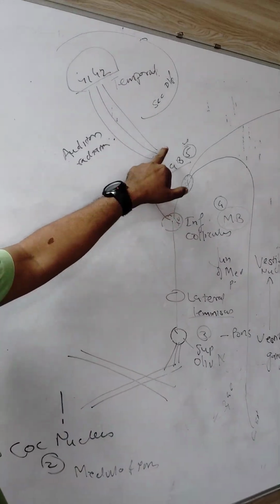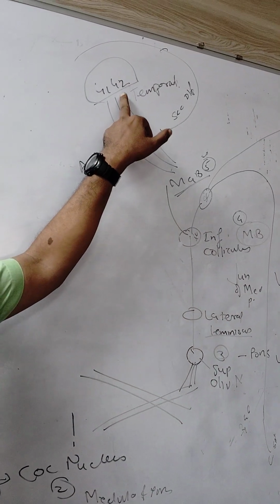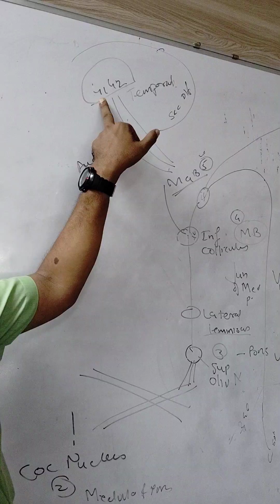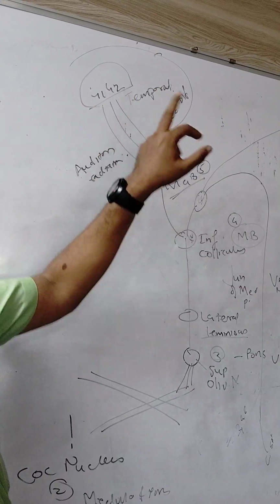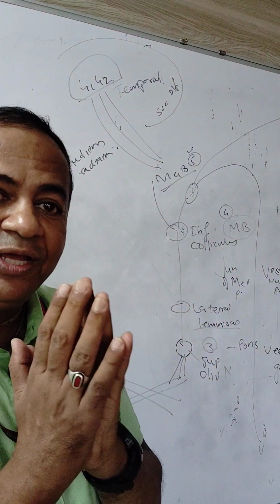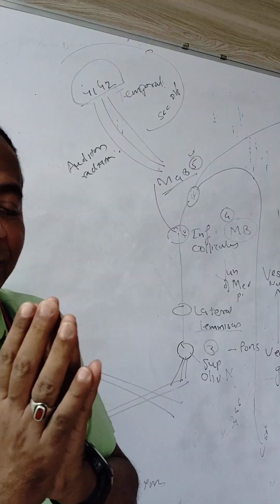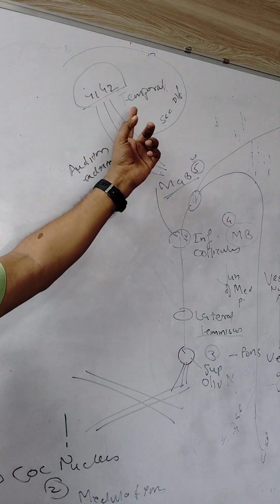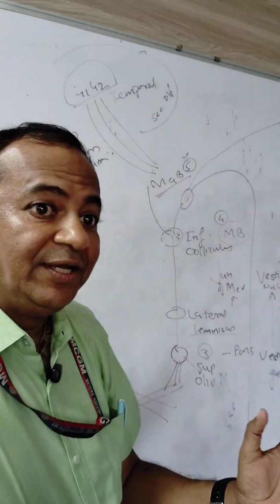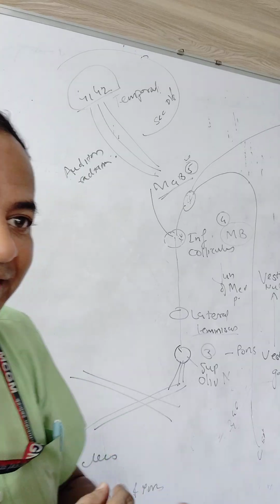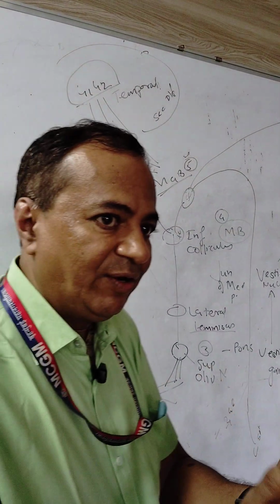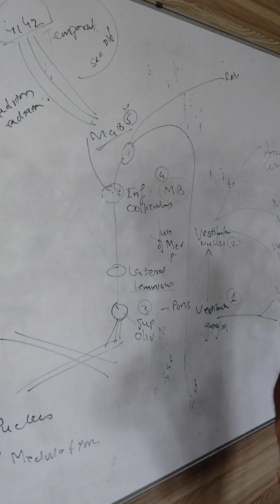From there, the fibers via auditory radiations go to areas number 41 and 42, which is the primary auditory area. Surrounding the primary auditory area is the secondary auditory area. The secondary auditory area is where whatever we hear is stored.